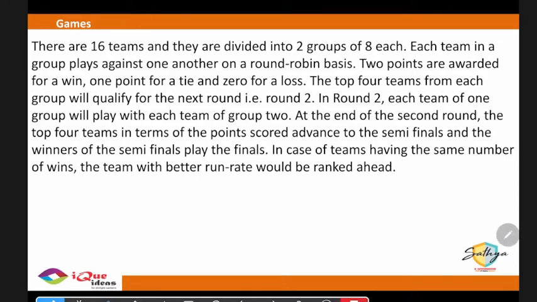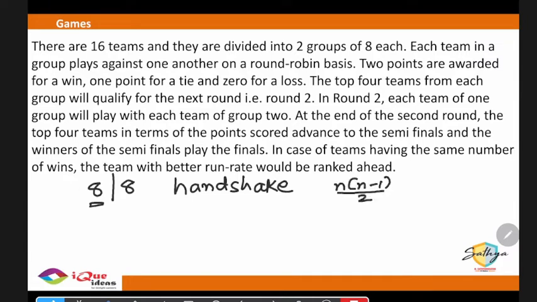See, it says that there are 16 teams divided into two groups of 8 each, and each team in a group plays against one another on a round robin basis, which means every team plays every other team, right? So in a group of 8, how many total matches can there be if every person has to play with every other person? So this is called the handshake thing. If there is a group of people and each person shakes hands with every other person, totally how many handshakes are there? So the formula for that is n into n minus 1 divided by 2 handshakes.